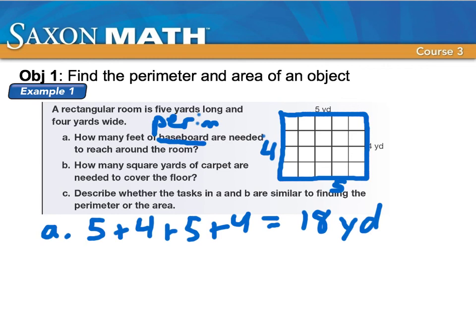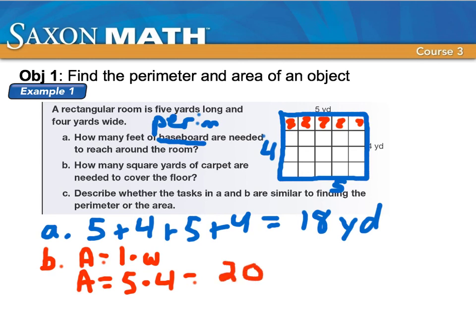Now for part B, it says how many square yards of carpet are needed to cover the floor. When we talk square yards, we're talking about the inside, all these little squares. You could find that by counting them all up, or you can use the area formula. Area equals length times width. So I'm going to plug them in. Area equals my length, the longer side, that's 5, times my width, 4, and I multiply those. 5 times 4 gives me 20. Now remember, I have to put my units, yards, and because I'm talking about the area, these little squares, it's got to be squared.